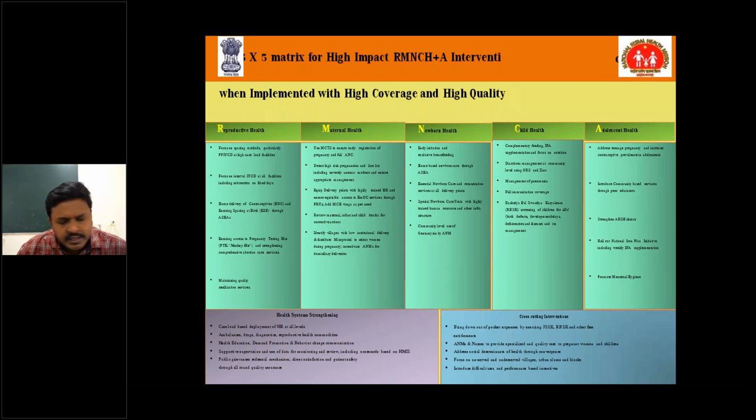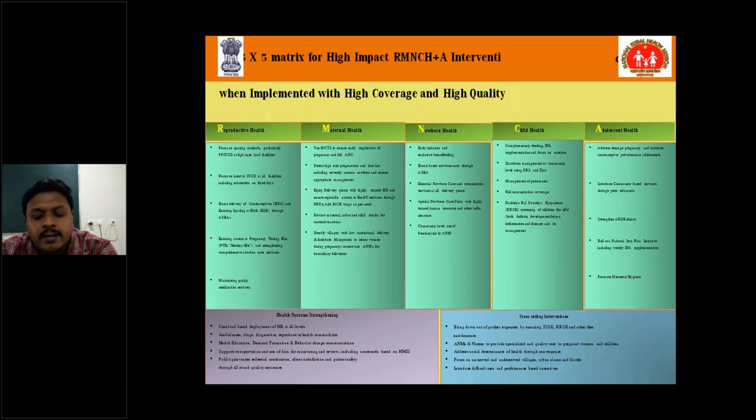Then giving iron and folic acid supplementation. Then food also. Take home ration is now presented under the ICDS project, where antenatal and postnatal mothers are given food. Then ensuring delivery points are accessible to every nook and corner of the place. The people should have access to these delivery points.